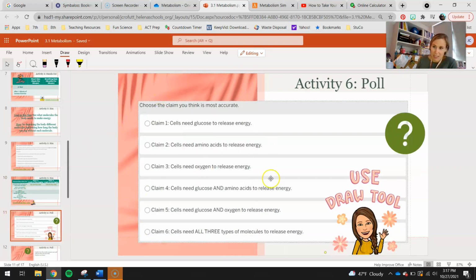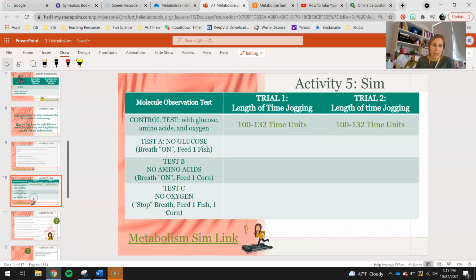Activity 6, answer that poll question from before. You guys can look back at your data. Okay, I'll give you a hint. There's 2 things that we need to make energy. With that being said, which 2 of these don't let us run for very long? Those are the 2 that we need to make energy.